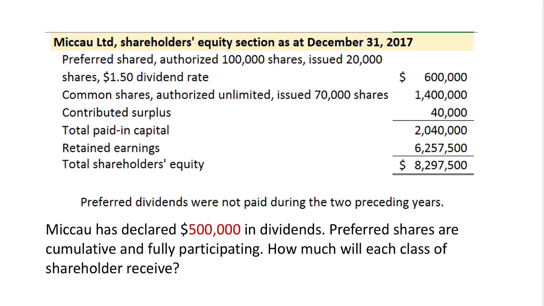Let's ramp it up a little bit more. So now we've got preferred shares that are cumulative and fully participating. What we mean by participating is that the preferred shares are now participating in the earnings along with the common shareholders. Normally they don't. Normally they get just their dividends. But where they're participating, anything above and beyond the preferred dividends as stated is allocated between both the common and the preferred shareholders.